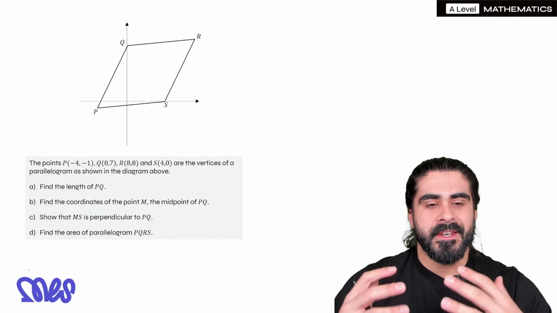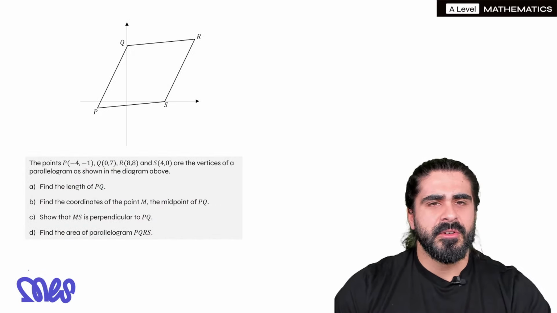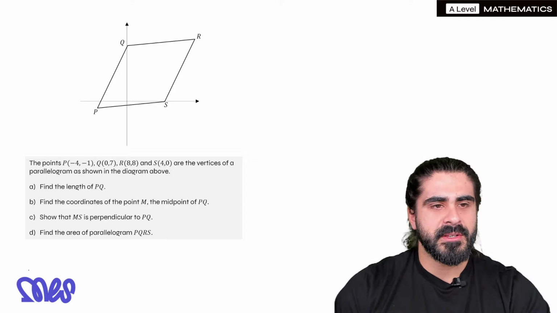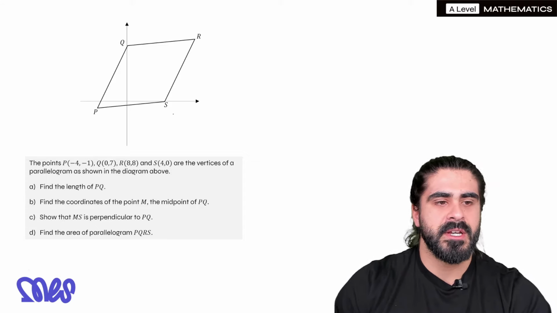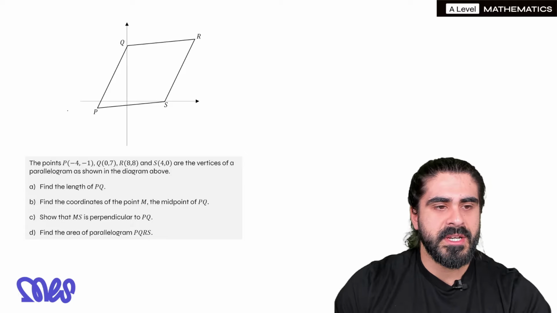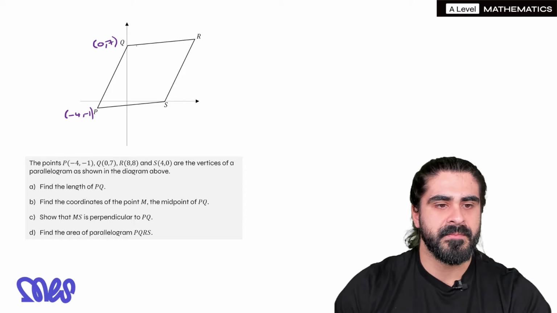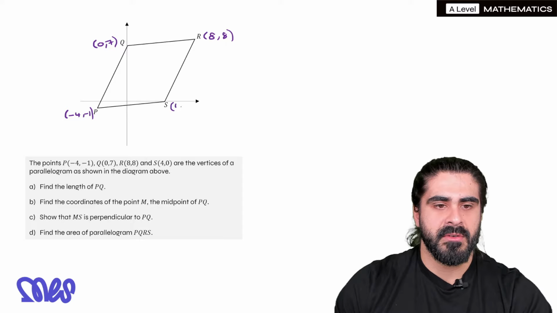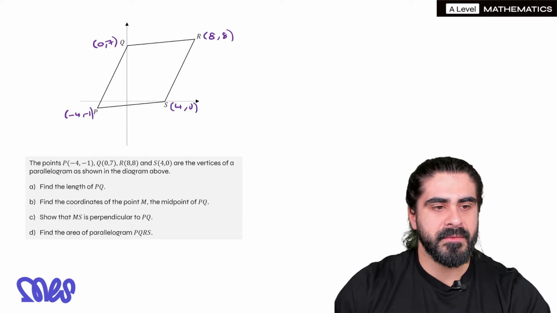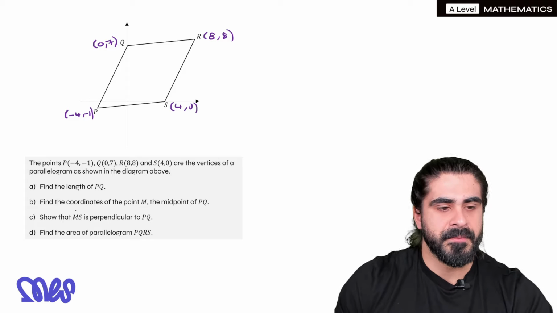Final question, a nice exam question. Looking at parallelograms, it says the points P minus 4, minus 1. Now, as I'm reading, you should always add information to your diagram because examiners don't always do it. Q 0, 7, R 8, 8, S 4, 0 are the vertices of a parallelogram as shown in the diagram above. Find the length of PQ.